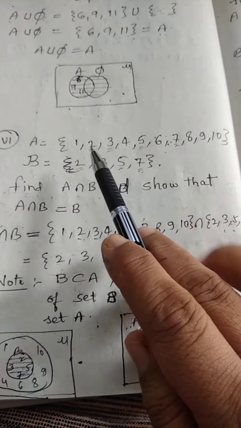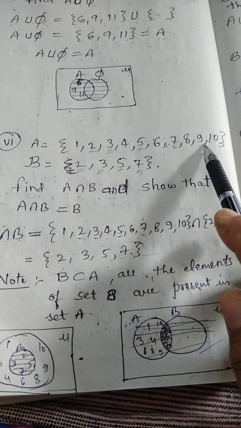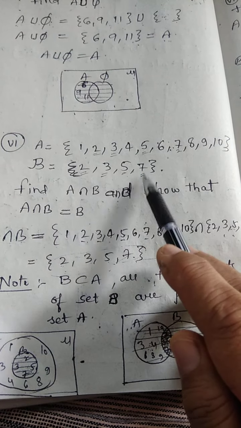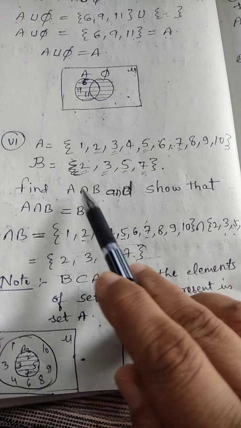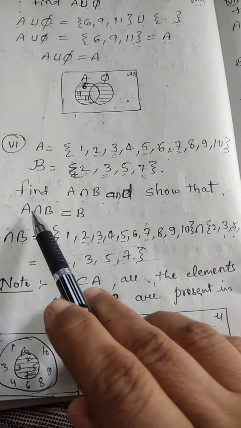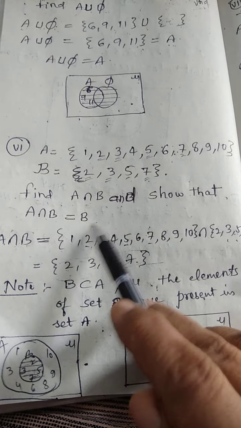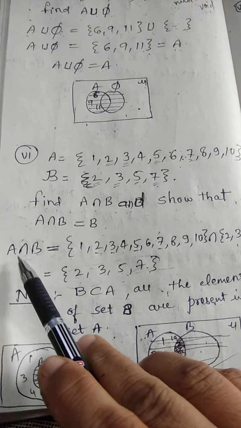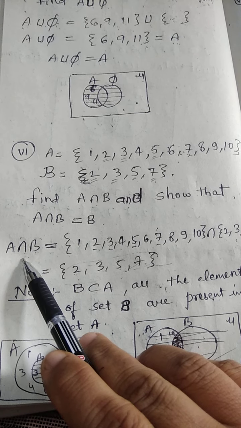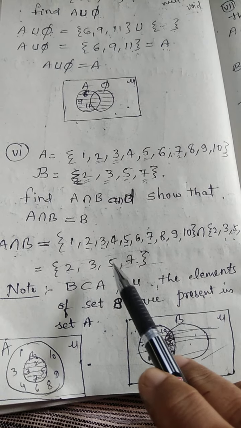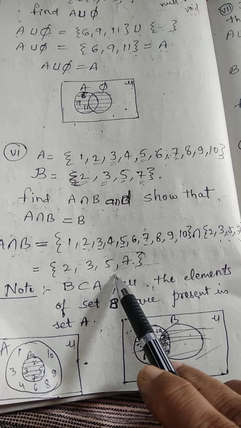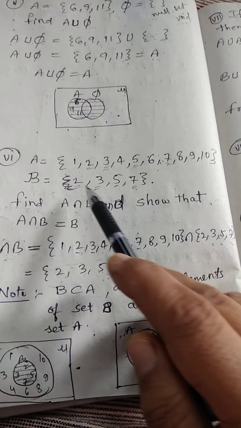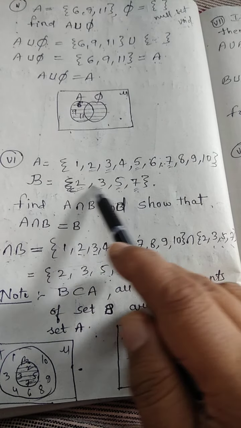Come to the next, sixth question. Here set A is given as 1, 2, 3, 4, 5, 6, 7, 8, 9, 10. Set B is given as 2, 3, 5, 7. Find A intersection B and show that A intersection B is equal to B. Intersection means common elements. Common elements we have to write in a set. What are the common elements in this? 2, 3, 5, 7. Again, what do you observe? 2, 3, 5, 7 is B.